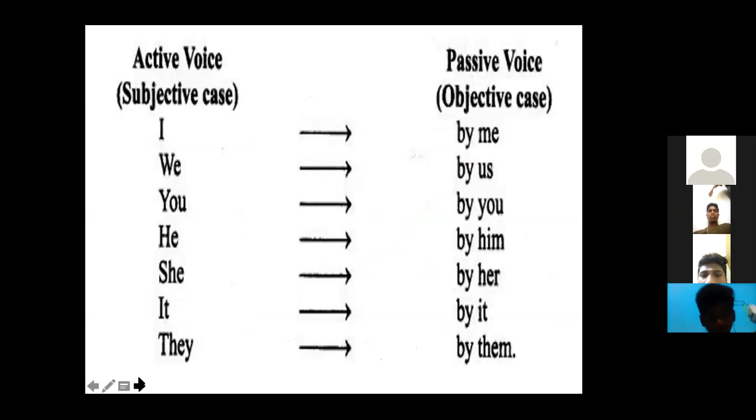Okay. Now, just some changes which will happen when you're changing the active voice to passive voice. So I will become by me. We will become by us. You will become by you. He will become by him. She will become by her. It will become by it. They will become by them. Okay. So when this is the subject, it is like this, and when it becomes the object, it is like this.